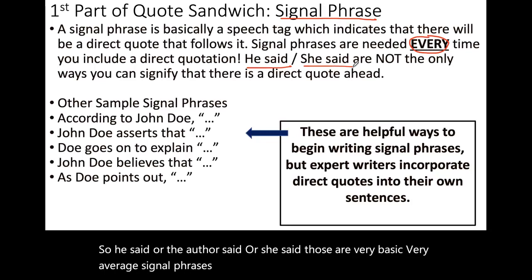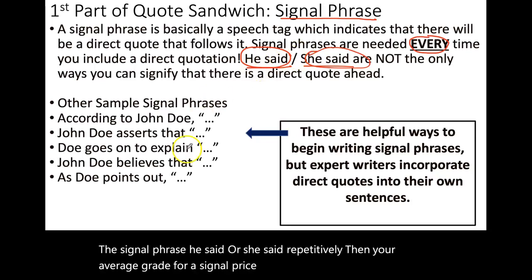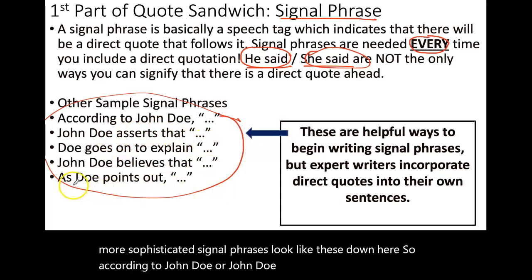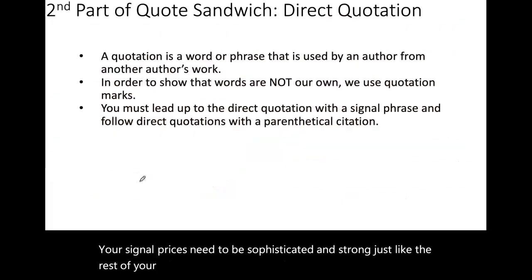Average grades are C's. So if you use the signal phrase he said or she said repetitively, then your average grade for a signal phrase like that will be a C. Some other more sophisticated signal phrases look like these down here. So according to John Doe, or John Doe asserts that, as Doe points out, your signal phrases need to be sophisticated and strong, just like the rest of your writing should be.